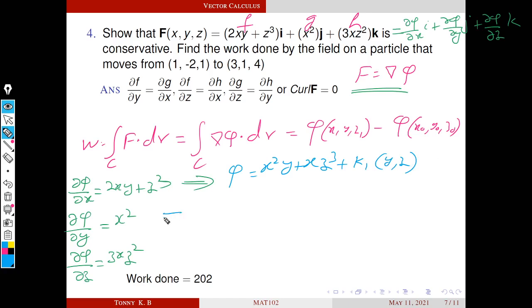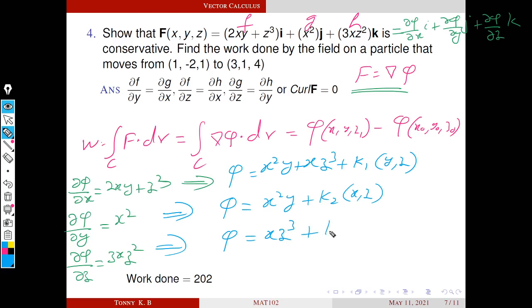Okay. Similarly, you can integrate this with respect to y. Then what happened? The second expression gives phi is equal to x square y, because x square is a constant, plus some function of x and z. Yes. Then what about the last one? If you integrate this expression with respect to z, we get phi is equal to, this term becomes z cube by 3, and you can cancel these 3. So x z cube plus some function of x and y.